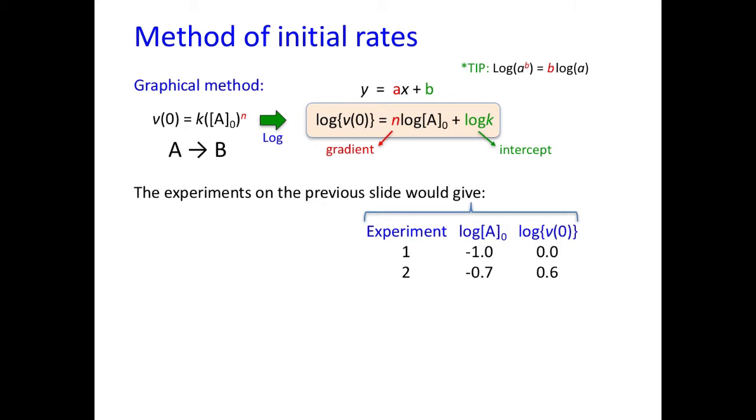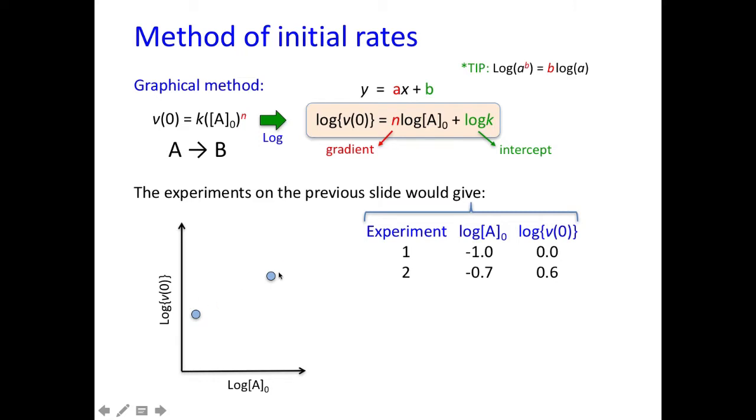So let's take the data from the previous experiment. If you take the previous two experiments, the initial concentration of A, I just apply logarithm, I would get -1 and -0.7. And if I apply logarithm of the initial rates, I would just get 0 and 0.6. Now, what we need to do is just make a plot of this equation. So we plot on the y-axis the logarithm of the initial rate, and on the x-axis the logarithm of the initial concentration of A. I have 2 points.